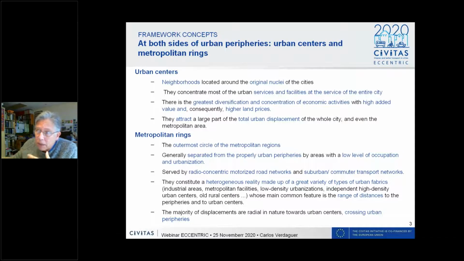This is where normally there are even rural uses that can get into these metropolitan areas. So low density urbanizations, rural centers, and the main feature is the range of distance to the peripheries and to the urban centers. In this case, the majority of displacements are radial in nature towards urban centers and crossing urban peripheries. This is another added problem for urban peripheries. They become the areas for passing through, and this is a problem, especially from the point of view of motorized mobility.